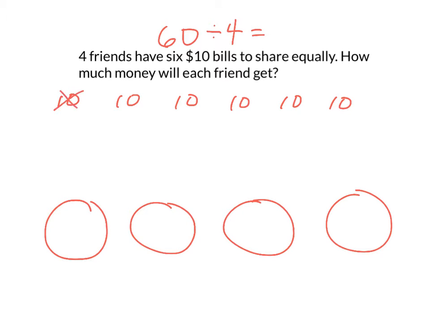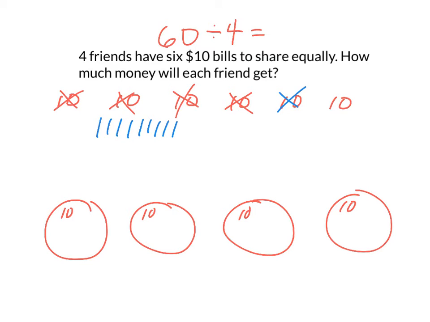So I'm going to get rid of that 10 and give it to this person. This 10 is going to get this one. This 10's going there and there. Okay. So I've distributed 4 of my 10s, but I'm still left with 2, but I have 4 friends. What can I do? Well, what I can do is just like we did with base 10 blocks, I can break this $10 bill up into 10 ones. 5, 6, 7, 8, 9, 10.